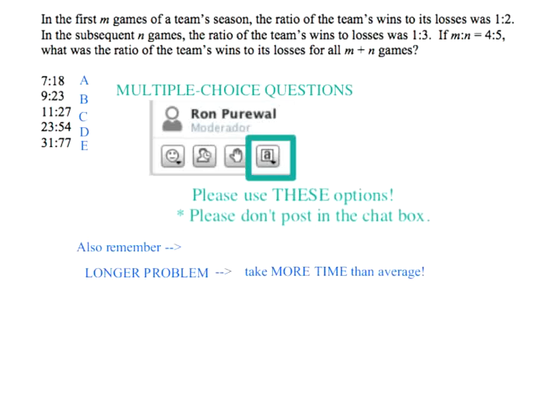So here's a timer. Let's try that. Remember where the multiple choice options are. Go.